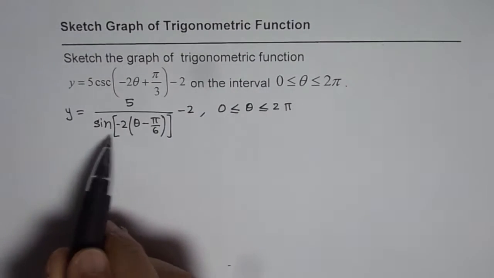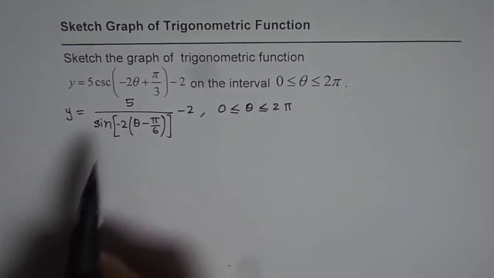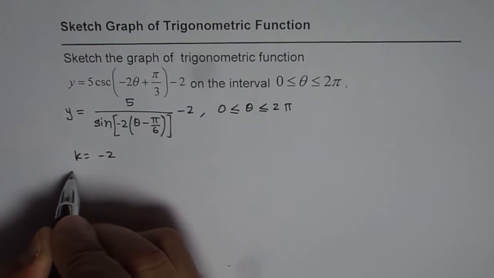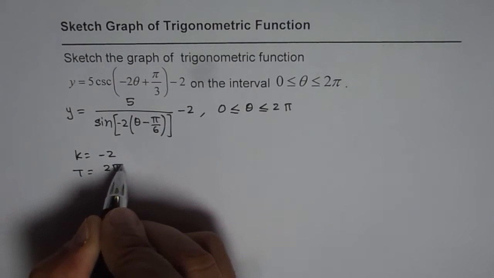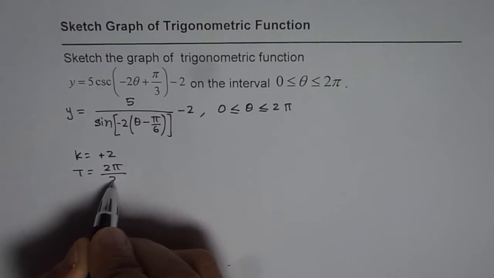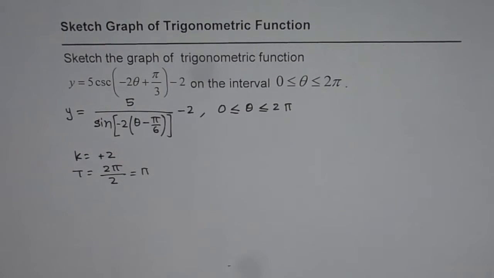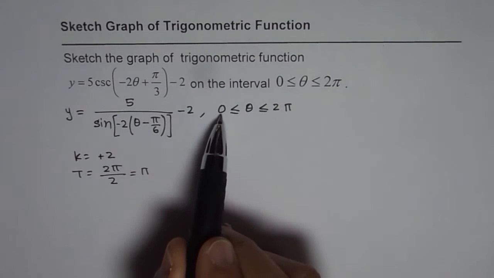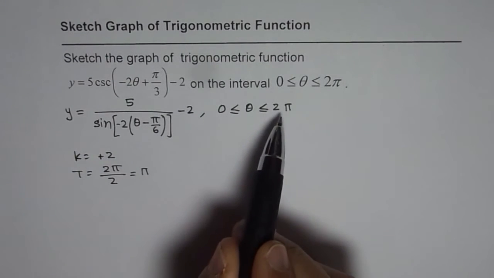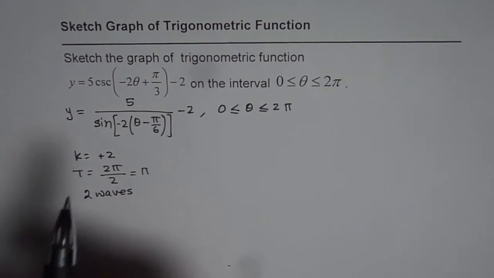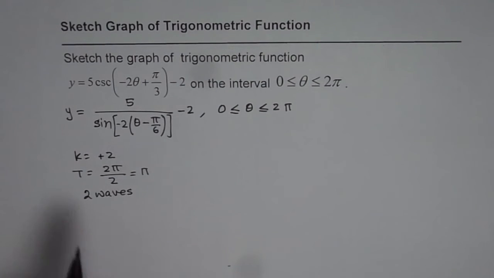right? So for this function, what is the time period? Now the k value for us is minus 2, so the time period T will be 2 pi by, I should say k is 2, minus is reflection, forget about it, divide by 2, so the time period is pi for us. Now the time period is pi. That clearly shows that within the interval 0 to 2 pi, we are expecting two waves. Right? So when you sketch this function, you have to sketch two waves, and let's highlight this.